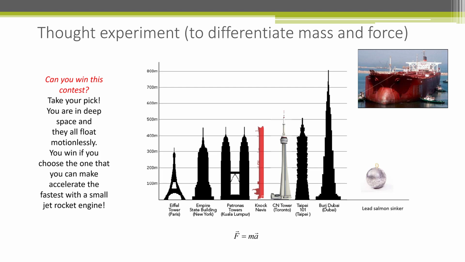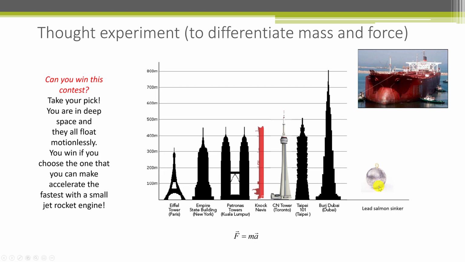So I have a quiz for you. We have these different large objects and then this 3-inch diameter sinker used for fishing. Take your pick of the objects and figure out which one you could accelerate the fastest by pushing on it or putting a little small rocket engine on it.